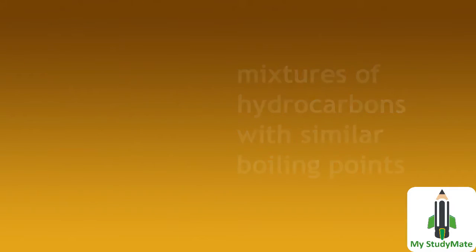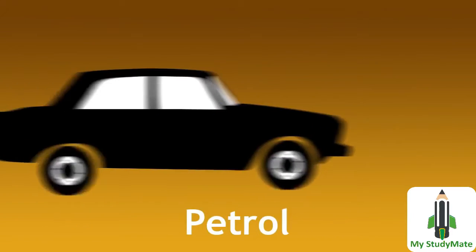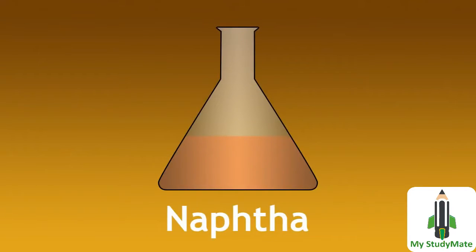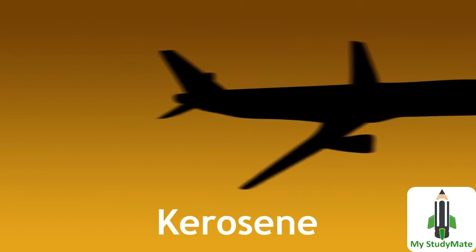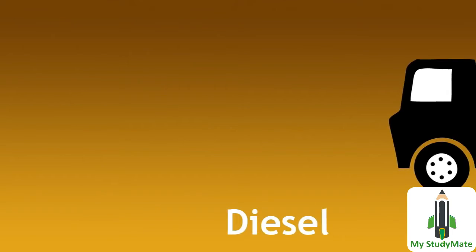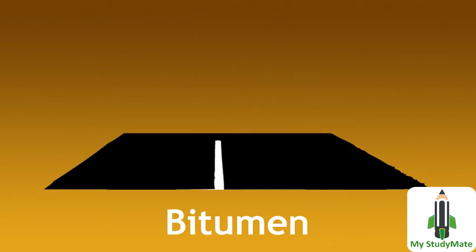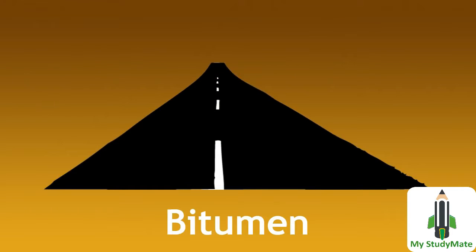Each fraction has some important usage. Some examples of fractions are petrol, useful as a fuel for cars; naphtha, used in the manufacture of chemicals; kerosene as aircraft fuel; diesel oil used as fuel for vans, cars and lorries; and bitumen, a mixture of large chain hydrocarbons used to lay roads.